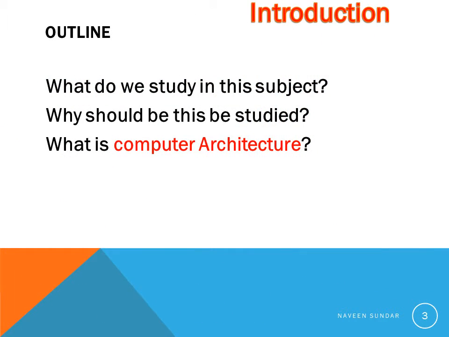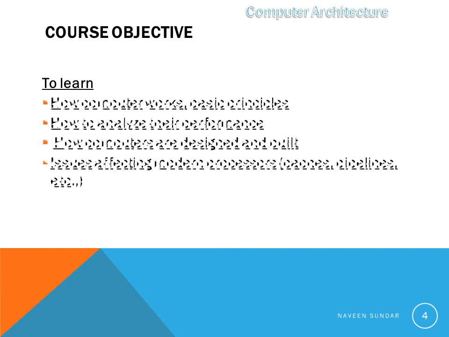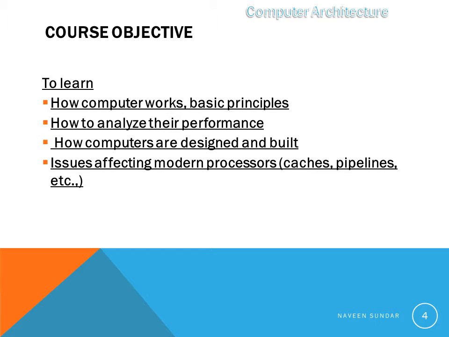The outline of this course is why we are going to study the subject and what are the things we are going to study, and then you will clearly understand what computer architecture is from this course. The objective of this course is to learn how a computer works and what the basic principles of the computer are, and also we will learn how to analyze their performance, different components' performance, and how computers are designed and how they are built.